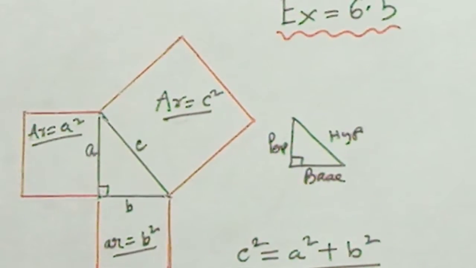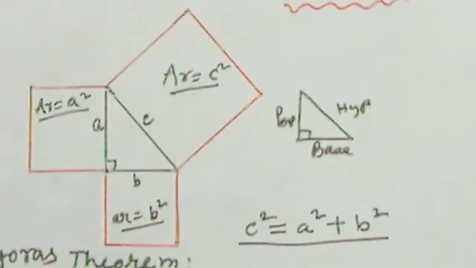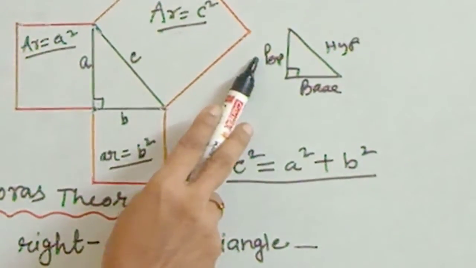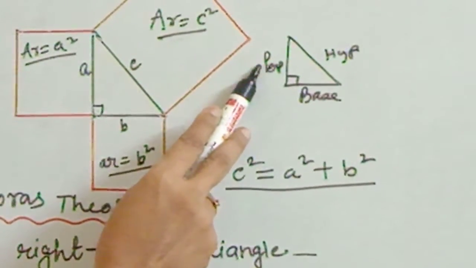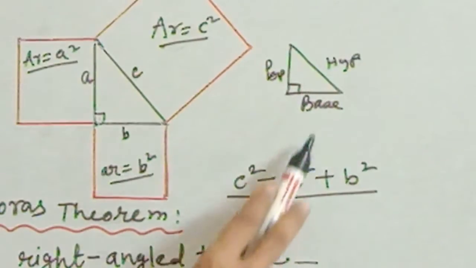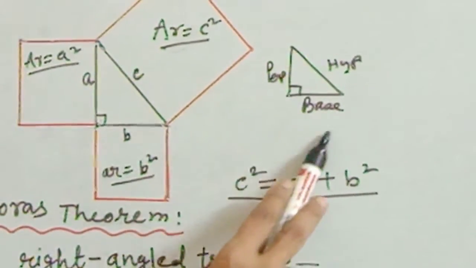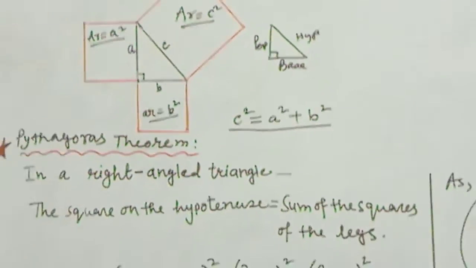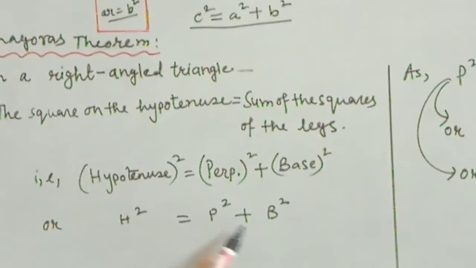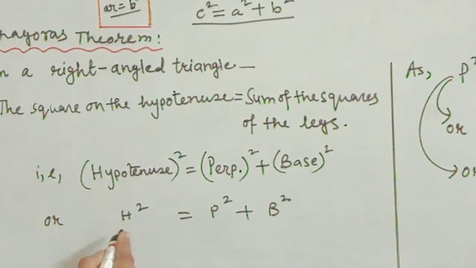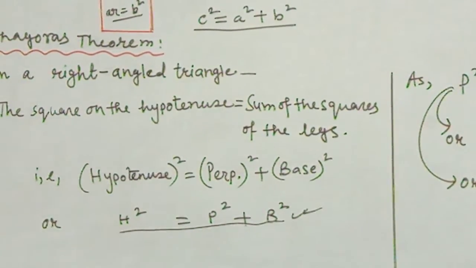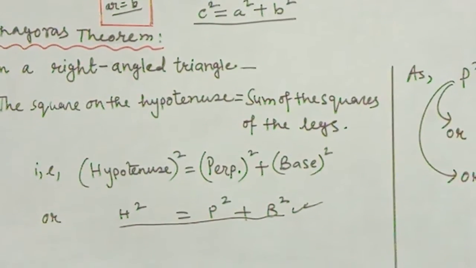So the area of the square drawn on the hypotenuse, that is hypotenuse square, is equal to the area of the square drawn on the perpendicular, that is perpendicular square, plus the area of the square drawn on its base, that is base square. In short, you can write H square is equal to P square plus B square. This is the short form of Pythagoras theorem.